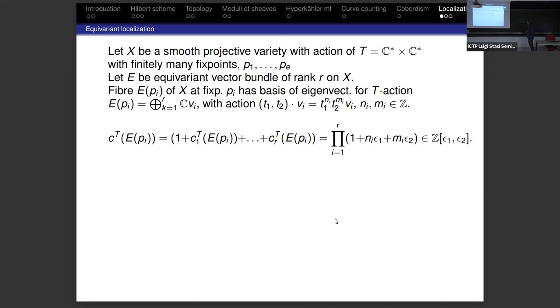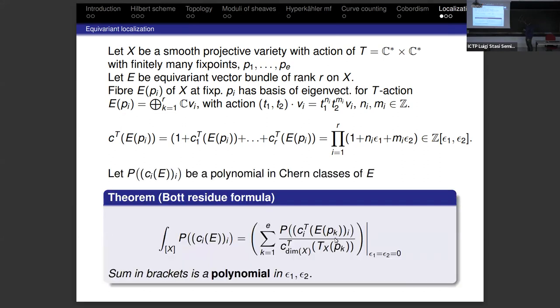So the equivariant cohomology of the point is the polynomial ring, in this case, in two variables, epsilon1, epsilon2, and this is this equivariant cohomology class. And so the i-th Chern class of this, by this I mean the part of degree i in epsilon1, epsilon2 of this expression. So I have all the Chern classes. So, so to speak, for every point I can say what the Chern class is as a polynomial in this. And now assume we have any polynomial in the Chern classes of E.